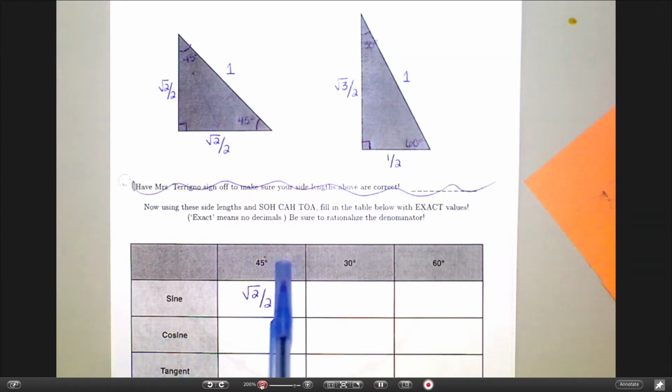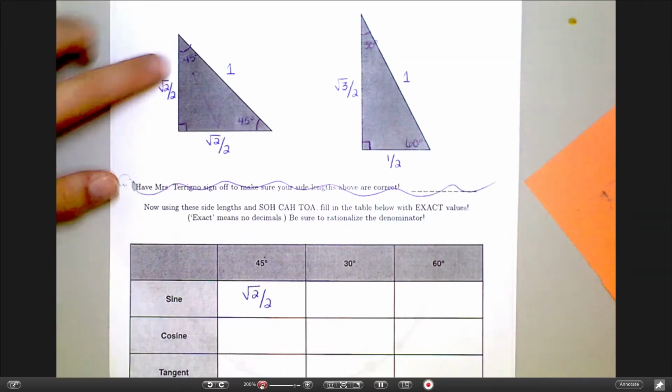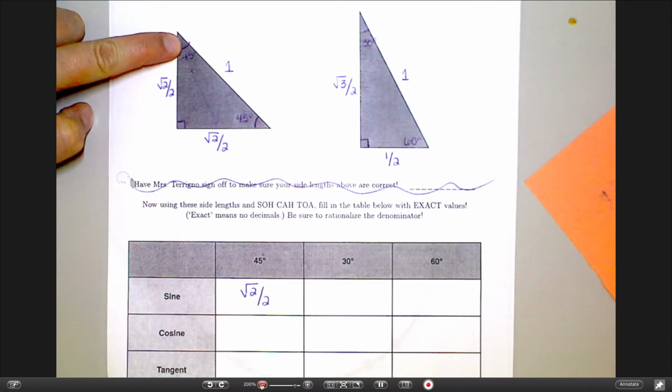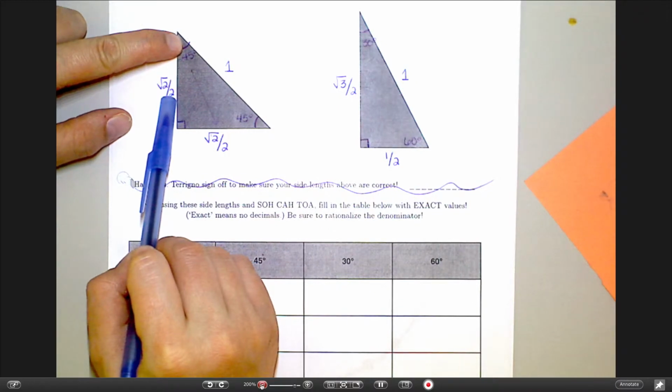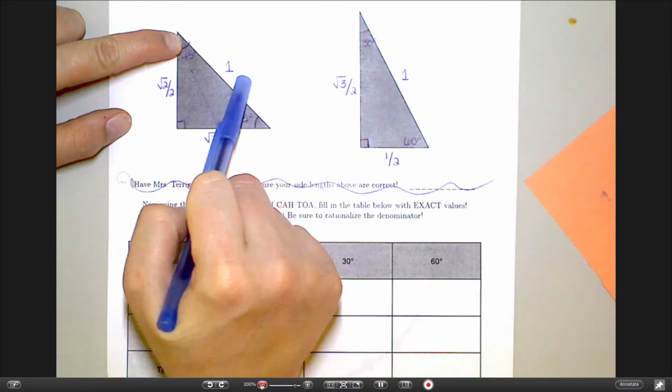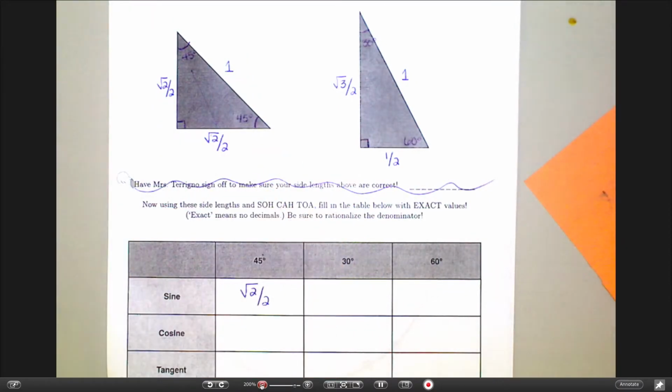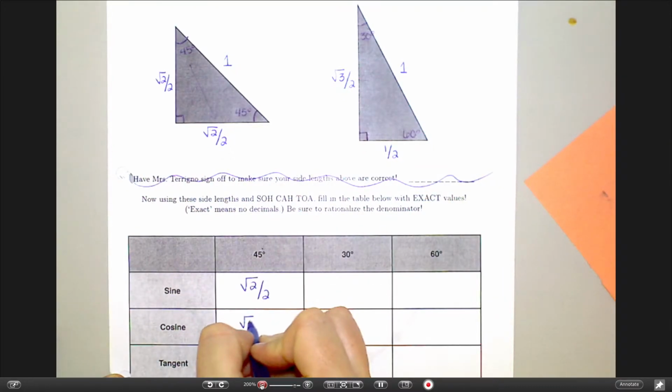Let's do cosine of 45. So if here's my 45-degree angle, what's adjacent to that 45? Square root of 2 over 2 over the hypotenuse, which is still 1. So it's just going to be square root of 2 over 2.